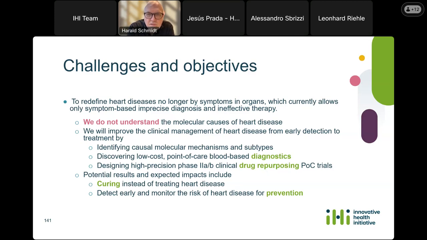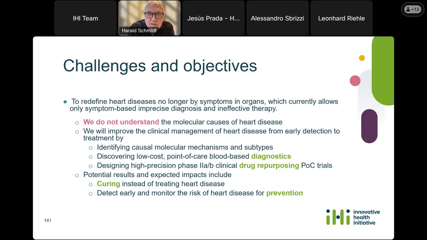So the improvement that we will provide is a causal molecular mechanism, and we of course then subdivide these current descriptive heart disease terms, and thereby we are able to diagnose them. We are focused at the moment on very simple low-cost diagnostic assays, so not multi-omics. And we validate this diagnosis by high-precision phase 2A/B clinical drug repurposing trials. The potential result therefore is that we can actually start curing heart disease instead of chronically treating symptoms.